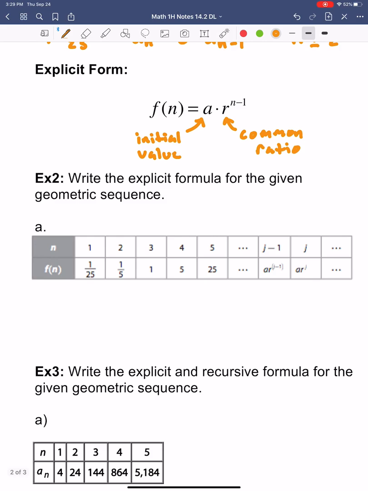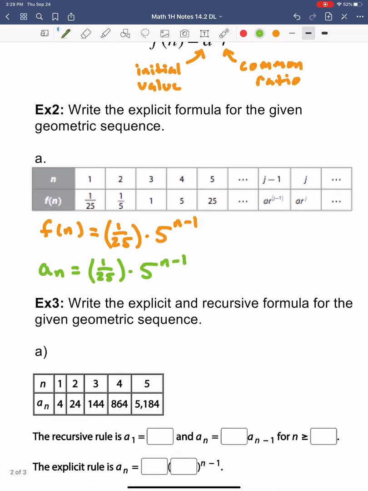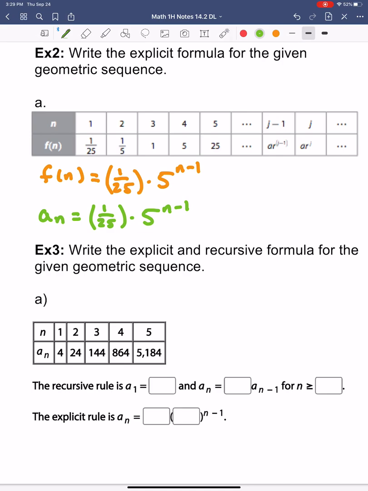So we can do this pretty quick here. It says f of n equals a, which is my first term. That's going to be 1 over 25, times r, which again in this case is 5, and then n minus 1. And then once again, they could use different notation, write this as a sub n equals, same deal here, 1 over 25 times 5 to the n minus 1. So it's the same thing there, they're just using a instead of f. All right, moving to example 3, this is what your homework will look like here. So we want to go through a couple of these problems.